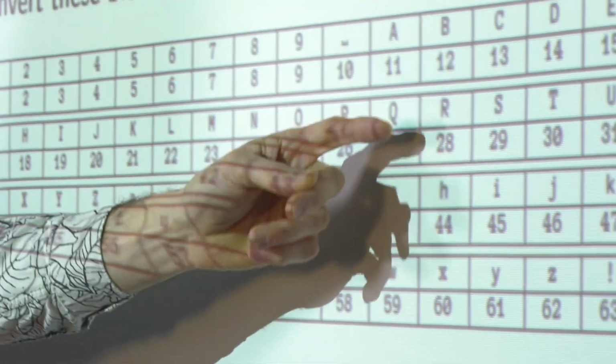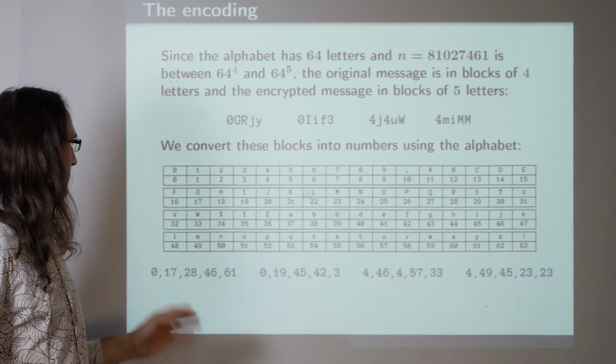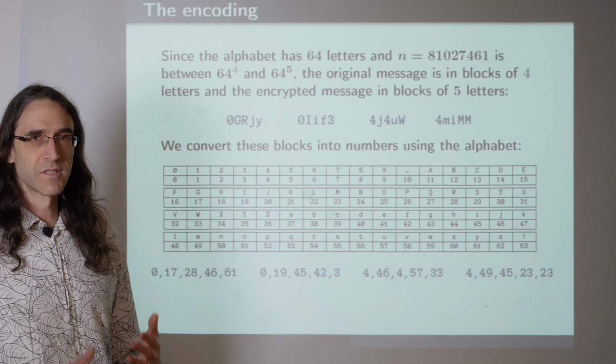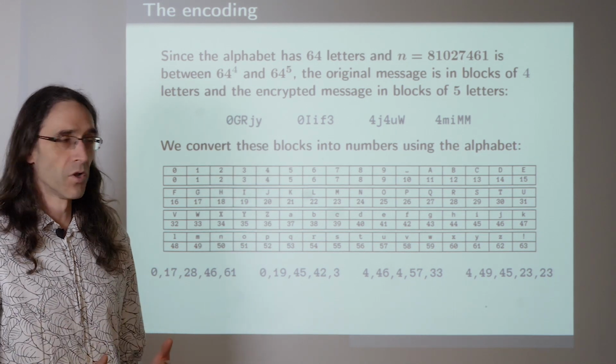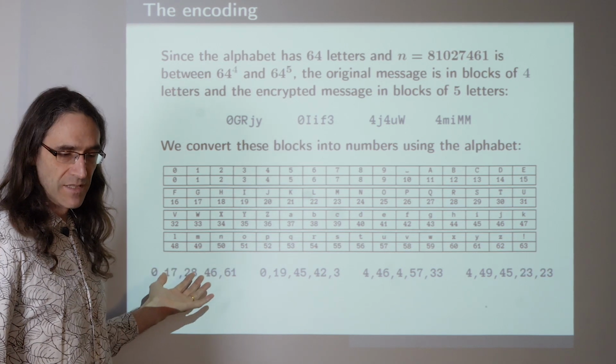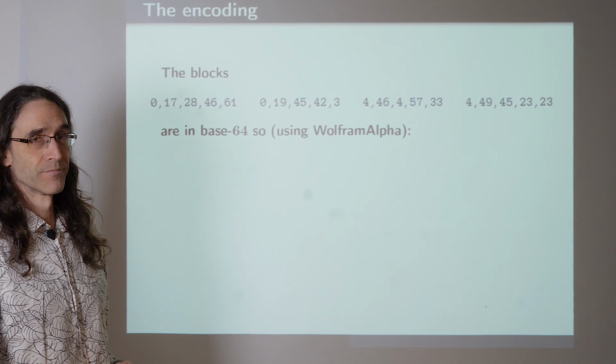Uppercase R is 28, and so on. And we do this for all the numbers, and we get these strings of numbers here. So now we've converted our blocks of text into numbers. Now we have to remember what these numbers actually mean. So these numbers are actually numbers in base 64.